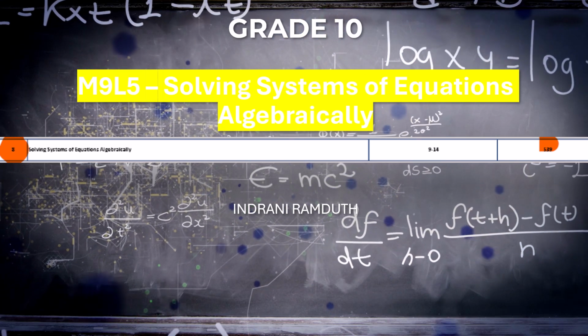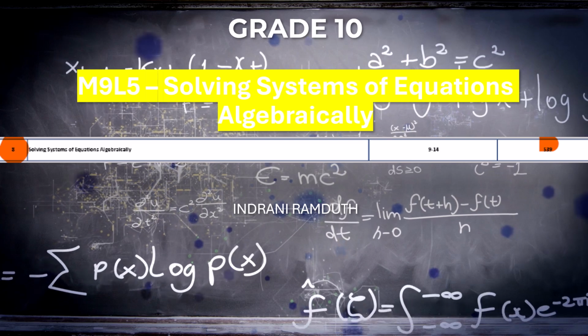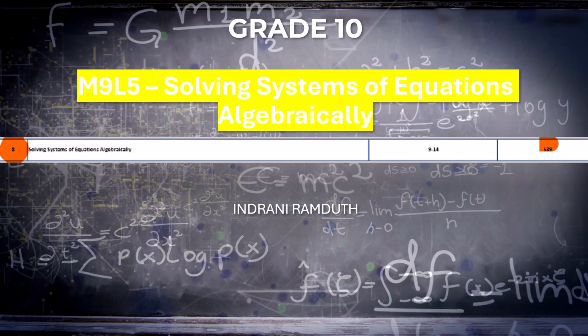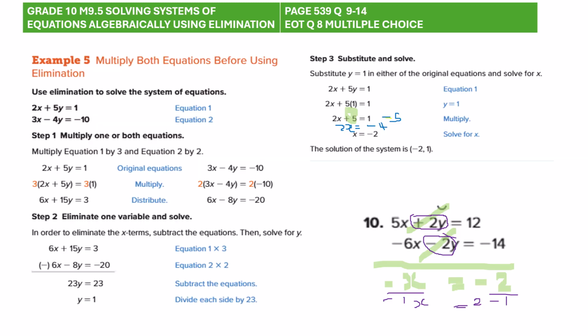Welcome to yet another session, Module 9, Lesson 5, Solving Systems of Equations Algebraically. In this example, we're going to concentrate more on solving systems using elimination. When we look at elimination, we have to look at two equations, equation 1 and equation 2.